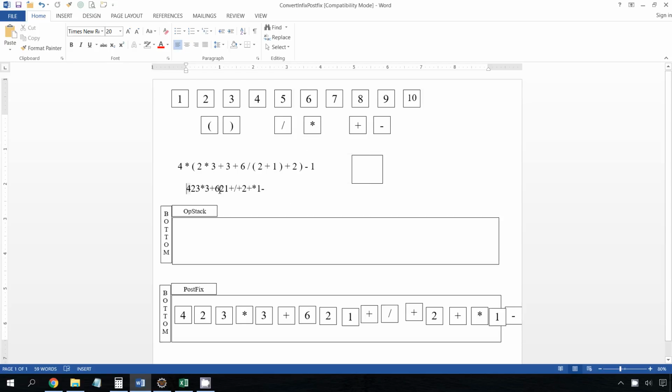And in the next video, we'll look at how we can use stacks to actually evaluate this Postfix expression.